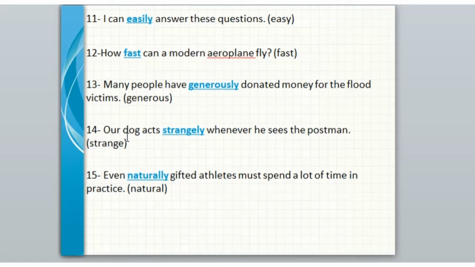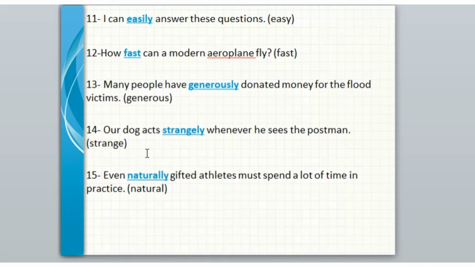Number 14. Our dog acts dash whenever he sees the postman. Bracket says strange. Strange is one adjective. So, how do we make it an adverb? By adding ly to its spellings. Okay. So it will become strangely. Strangely. See the spelling, students? With e, we will add ly simply. Okay. And see, it is placed after this verb act.